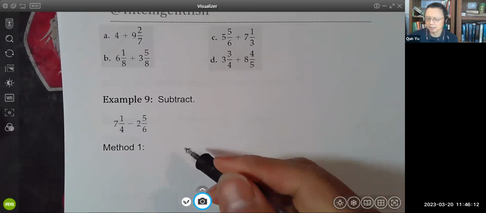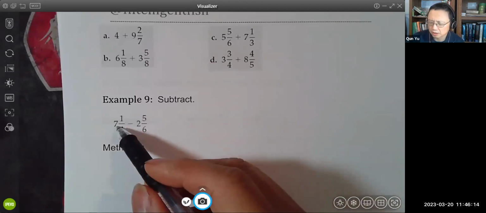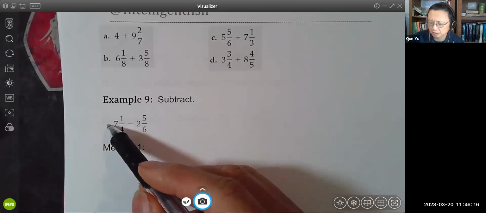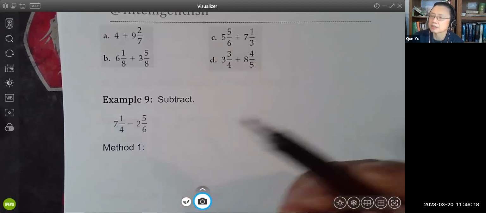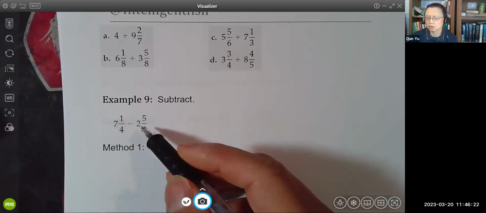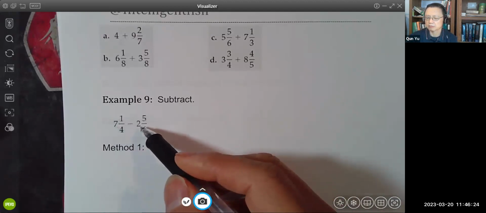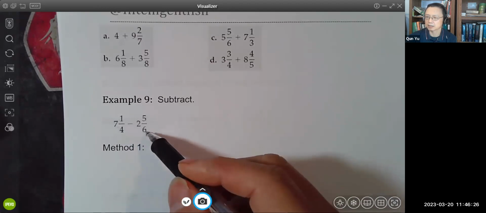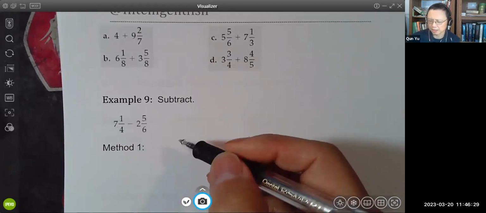Either one is okay. Since the first number is bigger than the second one, because it's 7 something and this is only 2 something, certainly this one is bigger. So first method, I'm going to just use whole number minus whole number, fractional part minus fractional part. Let's see how to do that.